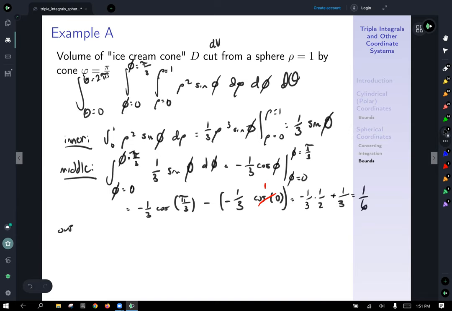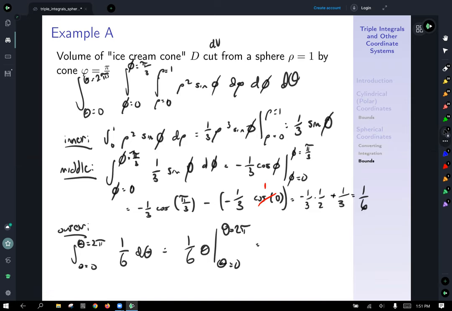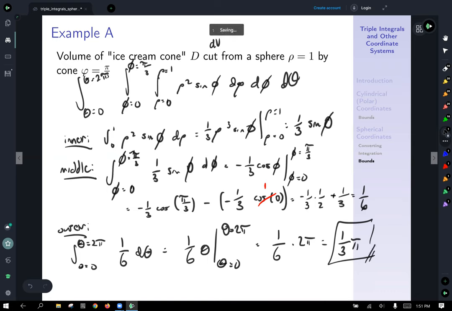So our outer integral, our last integral here, is going to be the integral letting theta vary from 0 to 2 pi. Integrating the constant 1/6 d theta is going to give us 1/6 theta evaluated from theta equals 0 to theta equals 2 pi. That 0 is not going to contribute anything. We're going to get 1/6 times 2 pi. So we're going to get pi over 3 as the volume for that ice cream cone. And that brings this lecture to a close.